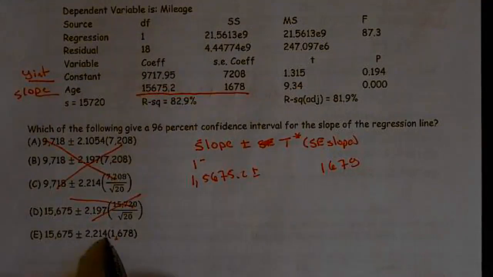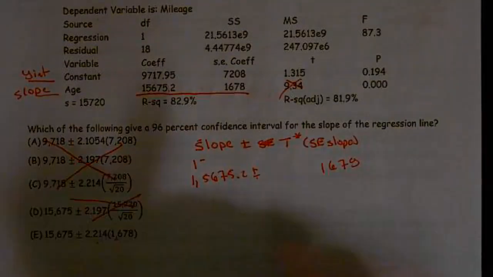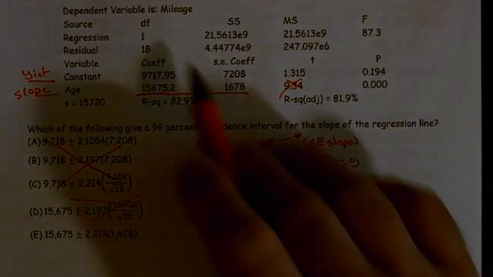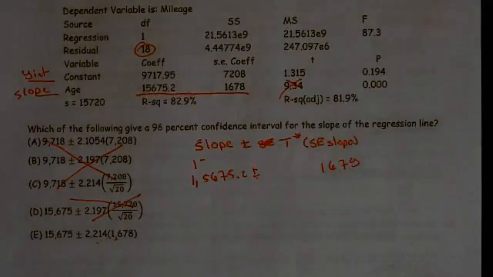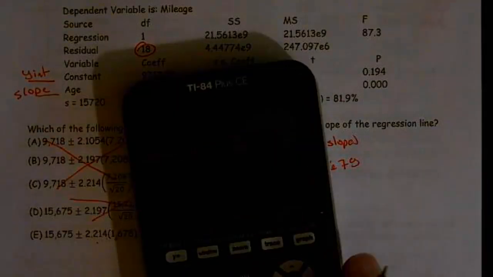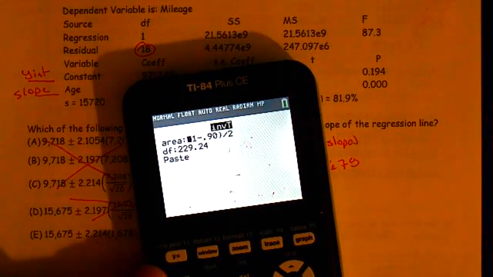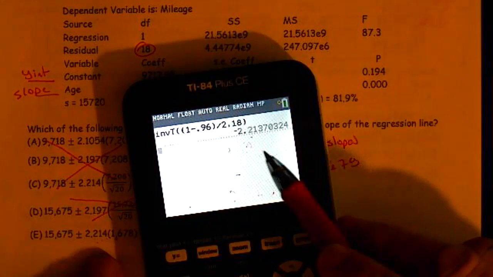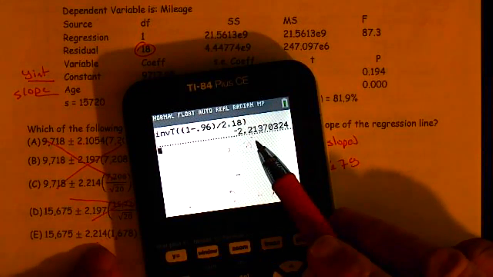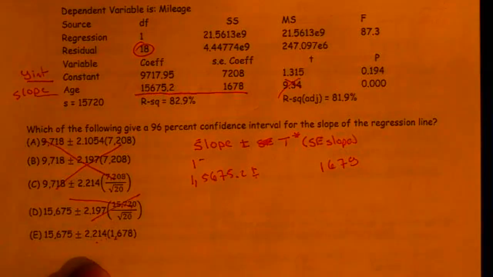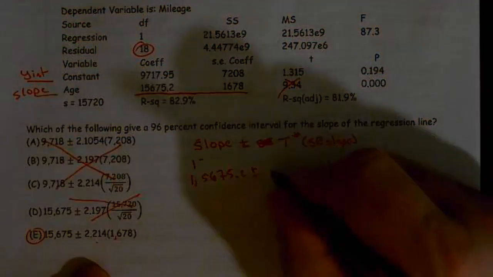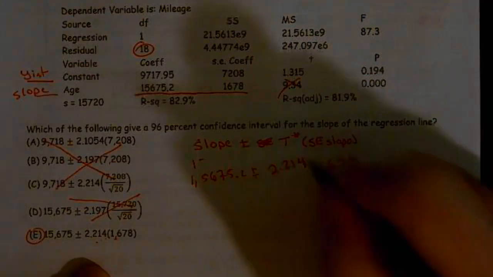But we need to figure out how to get t star. Please note, it's not the t statistic. That's the test statistic. We need t star. So my degrees of freedom is 18, and we wanted to do a 96%. So here we go. Second vars, inverse t, 1 minus 0.96, degrees of freedom 18. And sure enough, we get the 2.214, at least within rounding. So our letter answer choice is E for that problem. All right.